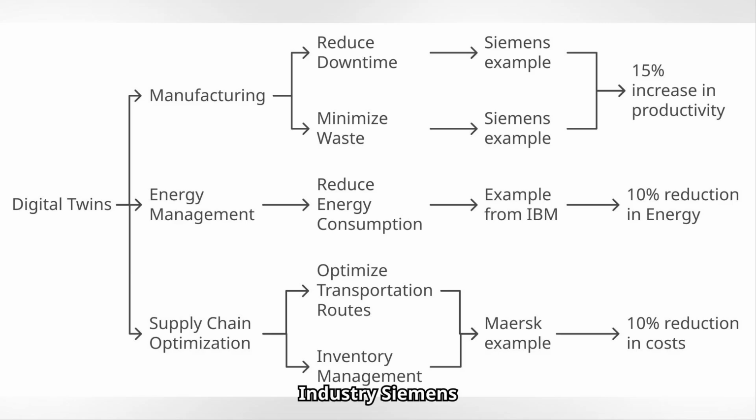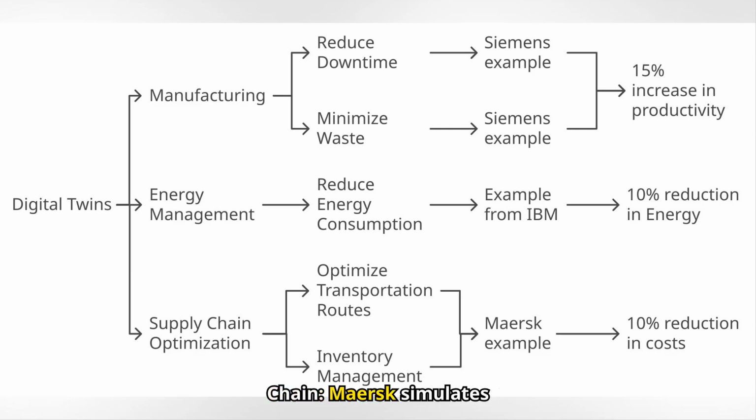Manufacturing industry. Siemens has implemented digital twins to eliminate bottlenecks in its plants, achieving a 15% increase in productivity. It shows how simulation helps to minimize waste and improve efficiency. Energy management. IBM uses digital twins to adjust the air conditioning in its data centers, reducing energy consumption by 10% and aligning with sustainability goals.